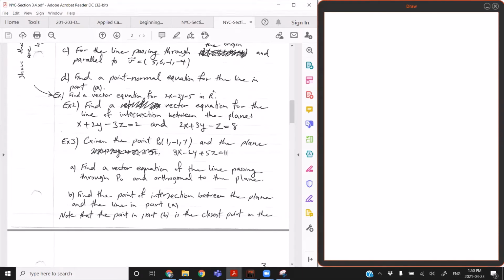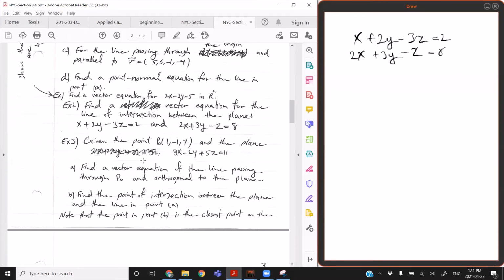Next example: find a vector equation for the line of intersection between these two planes. We have the plane x plus 2y minus 3z is equal to, and 2x plus 3y minus z is equal to 8. If you use your imagination, you can see that any two distinct planes that are not parallel will intersect at a line.